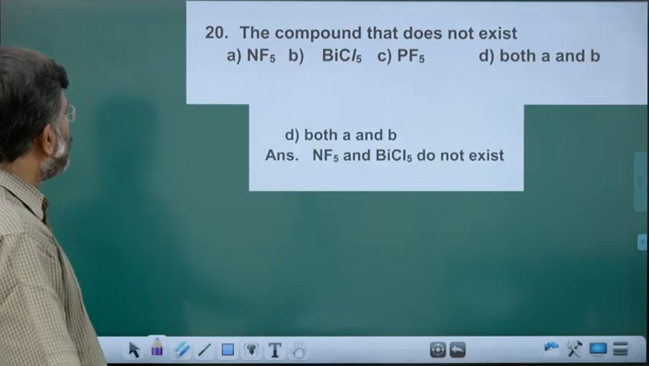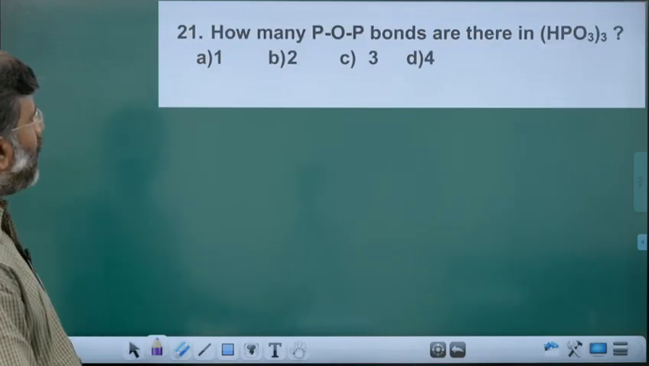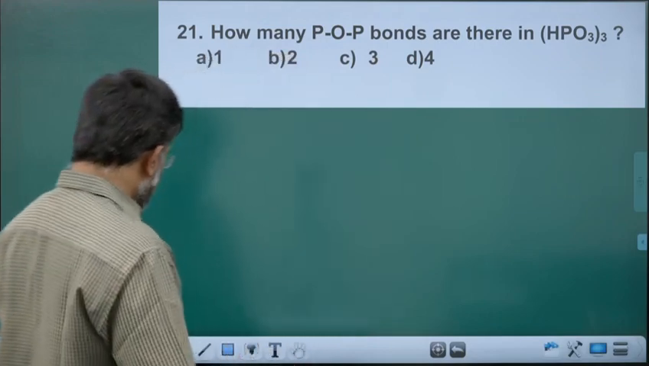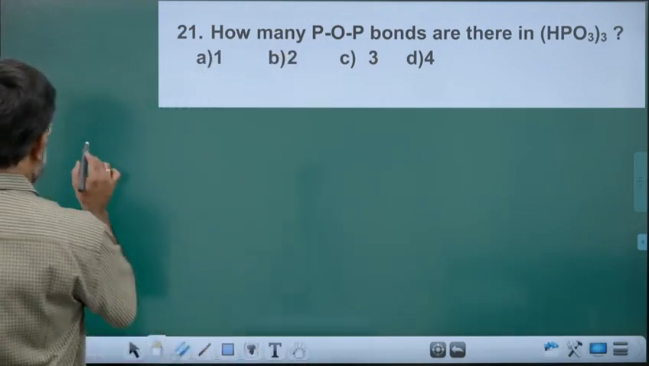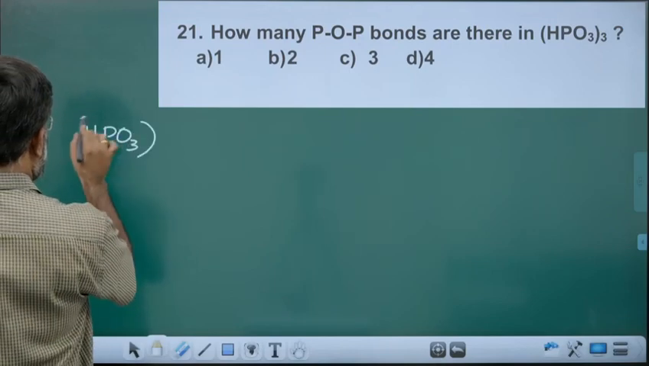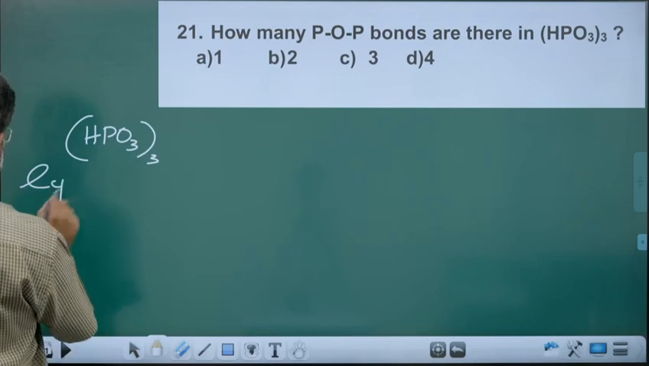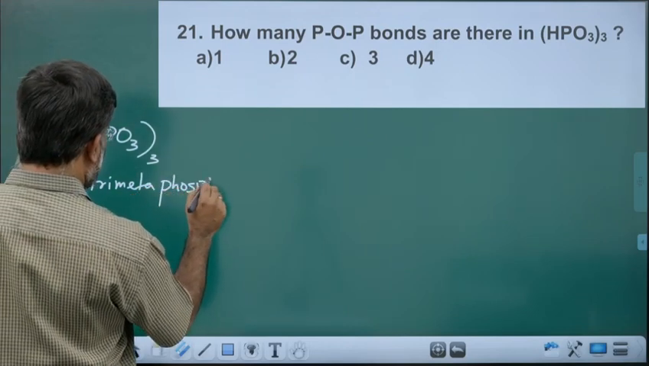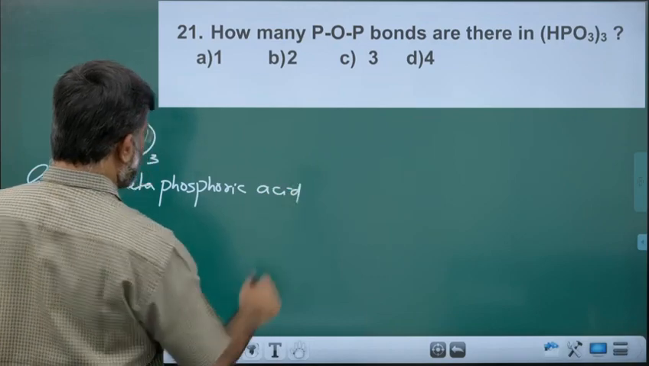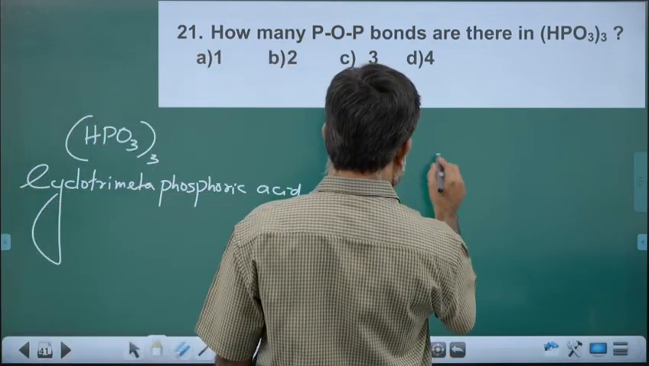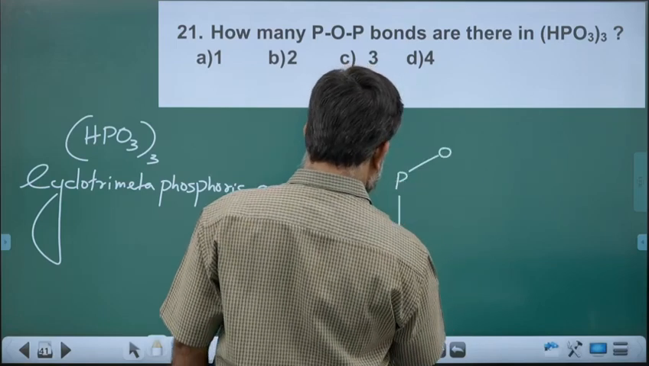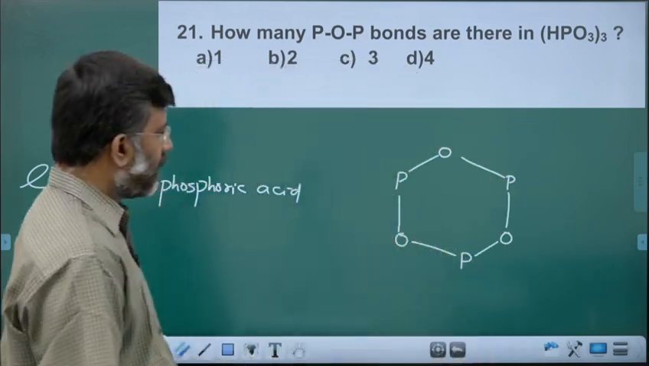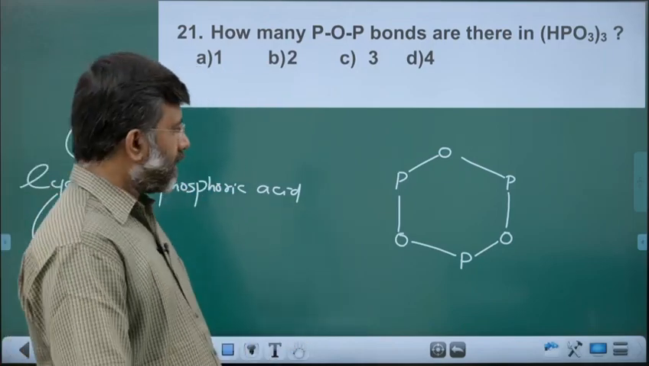Next. Direct question only. How many P-O-P bonds are there in (HPO3)3? That is cyclotrimetaphosphoric acid. You may be aware of the structure. How is the structure? Yes, it is oxygen, phosphorus, oxygen, phosphorus, oxygen, phosphorus. Give it like this, a hexagonal ring type structure, actually it is 3D.